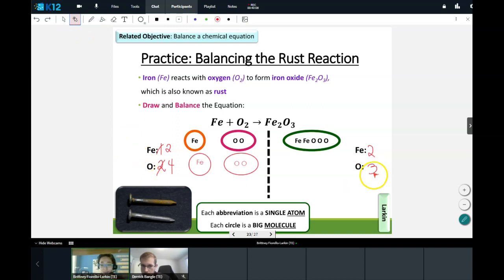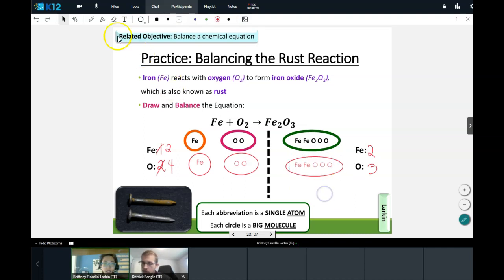No, we have a problem. We threw off our balance of oxygen. So now, which side needs more oxygen? The left side or the right side? The right side actually needs more. So again, I can only add more of what I have. So I'm going to go ahead and add another rust here, iron oxide.